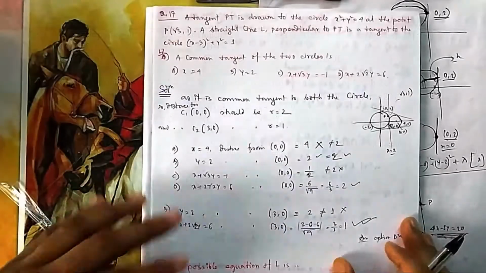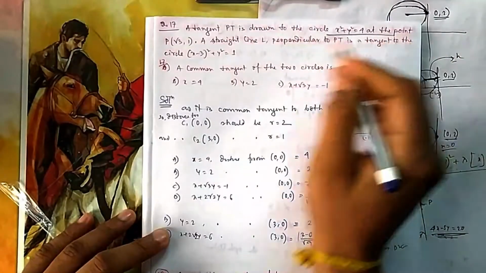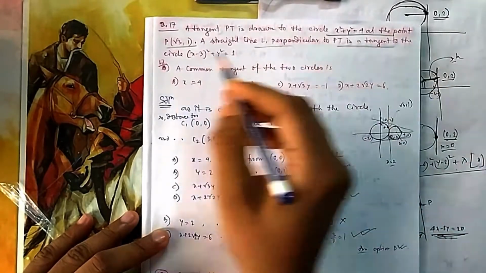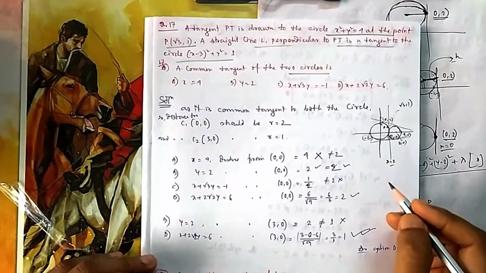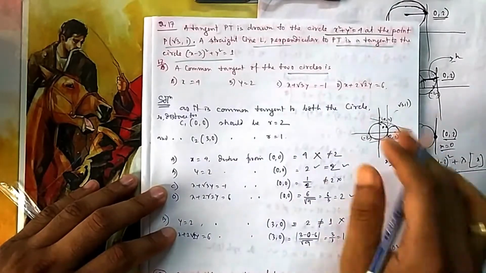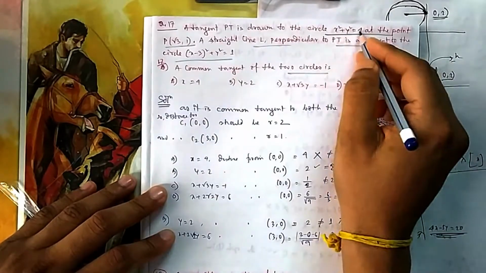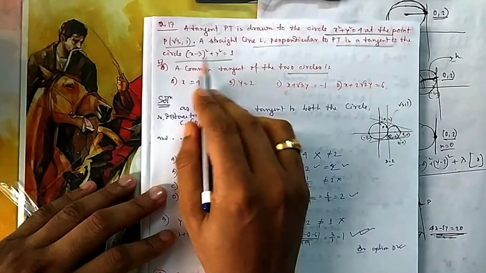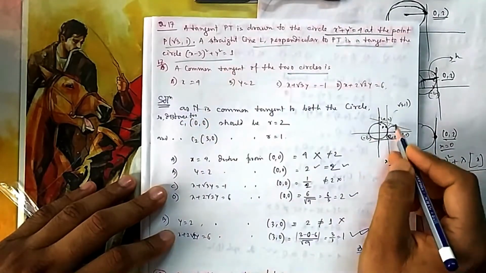Now if you come to 17, a tangent PT is drawn to the circle at the point (3, root 3, 1). The straight line L perpendicular to PT is the tangent to the circle. The common tangents of these two circles. Now what are these two circles? First let me draw this circle. This is the circle x square plus y square equal to this, and then this one is another circle. So this is the radius of 2, this is the radius of 1, this is at (3, 0).